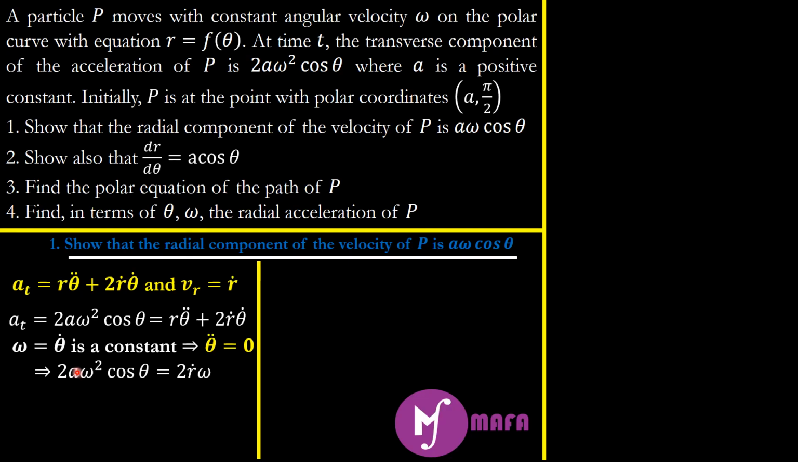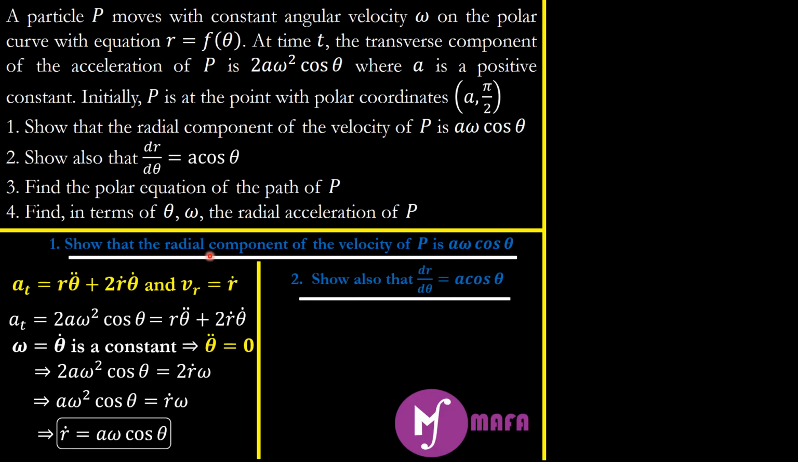So with that said, the transverse component of the acceleration, which is the left hand side, is just equal to 2 r dot times omega, because theta dot here is omega. This component becomes 0 because theta double dot is 0. From there, we can divide all through by 2, and then also divide all through by omega. We get r dot to be a omega cos theta. But r dot is the radial component of the velocity, so we have proven it.